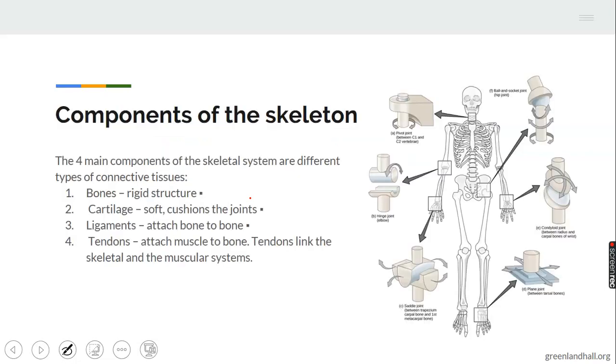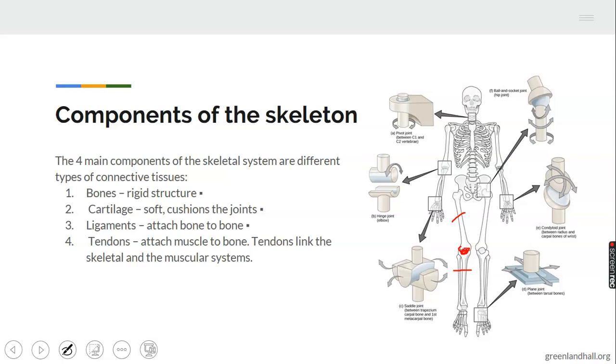Okay, now let's look at some of the components of the skeleton. That is what the skeleton is made up of. We have bones. Then we have cartilage. These are soft and they cushion the joint. A joint is a place where two or more bones meet. Look at this place where I've put this mark. There's this bone here, there's this bone here. This is where they join together. That is the joint. So cartilages are always there to make sure that the joints are moving as they should.